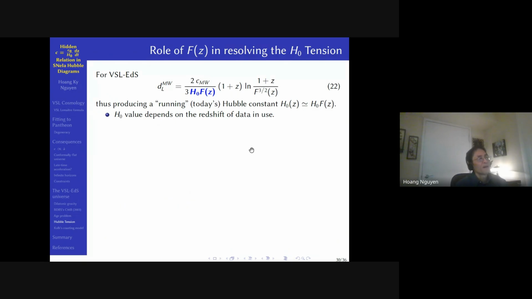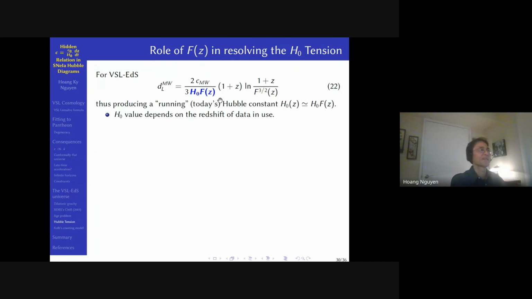Also, as I showed you, look back again at the formula for the redshift, the luminosity distance. I showed you before, these are the formulas. But besides the x naught here, we also have this term FZ. So the whole thing acts like an effective x naught bar, like a running today value of the Hubble constant. Depending on the redshift data set that we're using, we have different values for x naught.